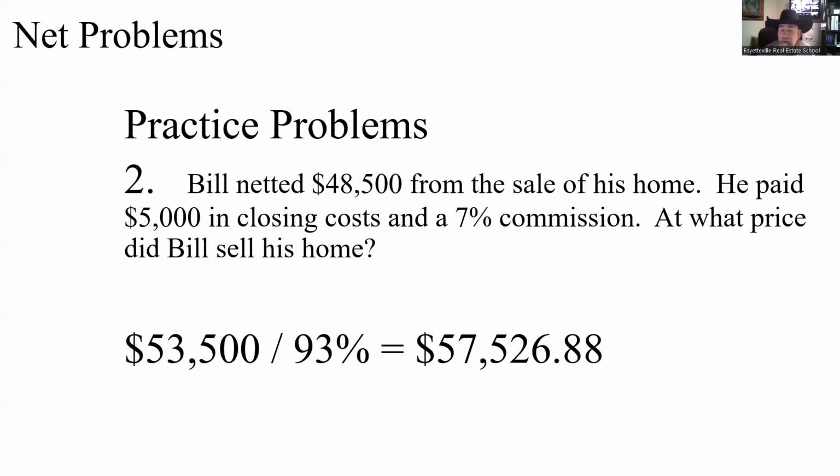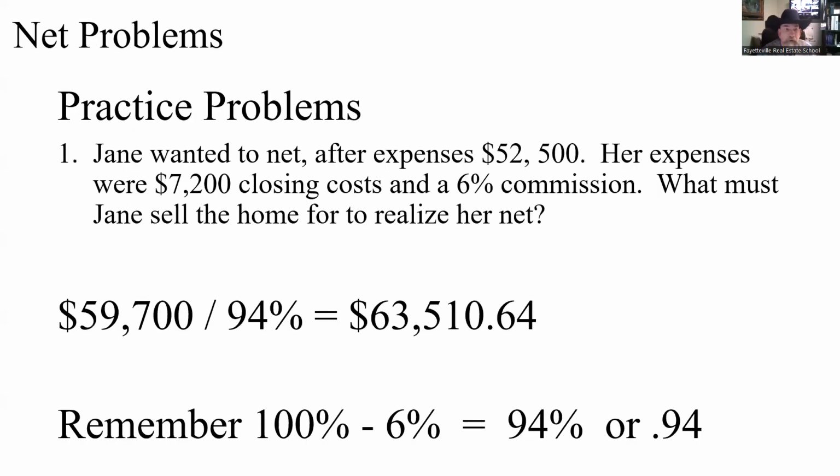Now, you will have a question like this on the test. It may not have the word net or netted. Look at this problem here. It's got the word net in the problem. On the test, it may not say net. It may say something like Jane wanted to clear 52,500 after expenses, because they like replacing words that mean the same thing. And so you will have to identify that question. Oh, this is a seller's net problem. I need to use the formula: the wanted net plus the expenses divided by the reverse commission. That will give me my answer.